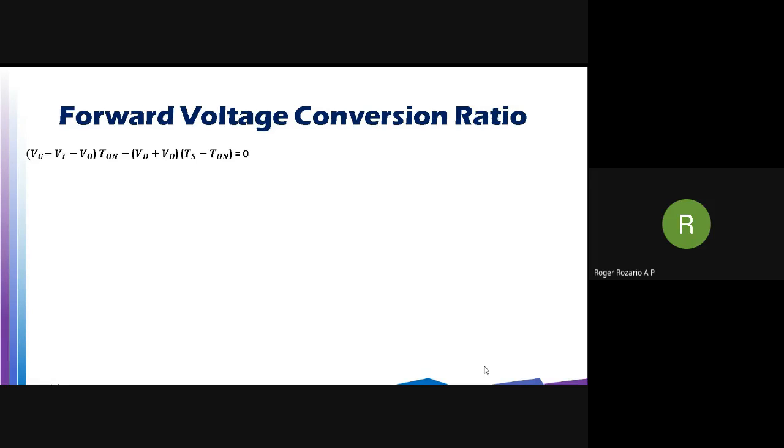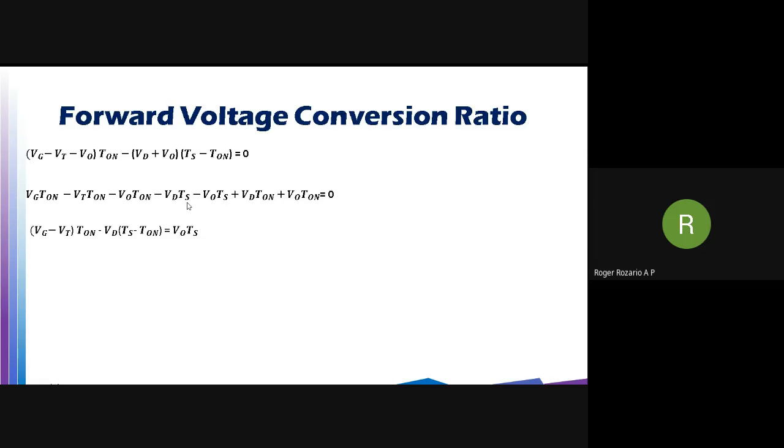So this is the volt second balance. Vg into Ton minus Vt into Ton minus V0 into Ton. So this is during the on period, these three quantities. During the on period, these three voltage drops occur across the inductor. Next is minus Vd into Ts minus V0 into Ts plus Vd into Ton plus V0 into Ton. These four quantities are during the off period of the converter.